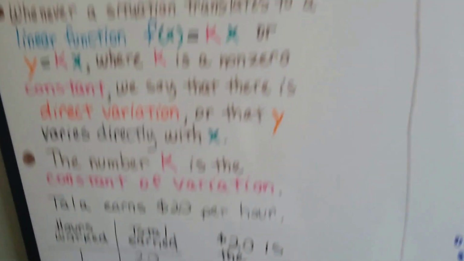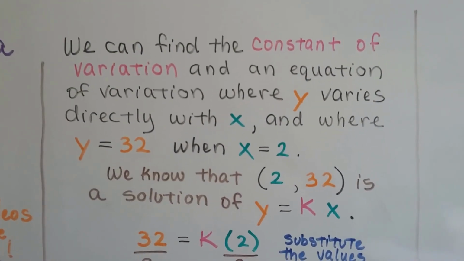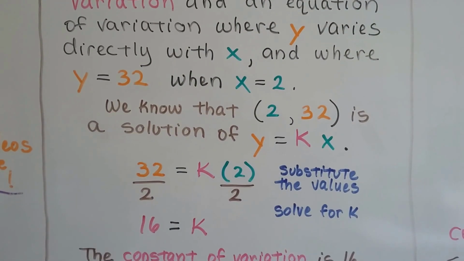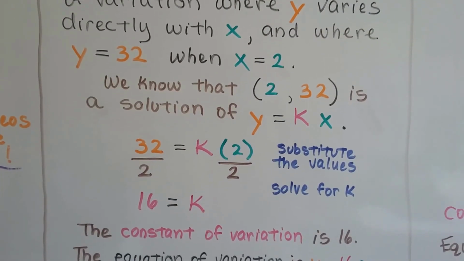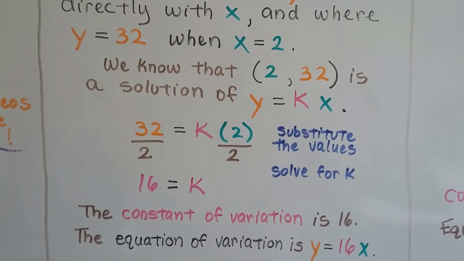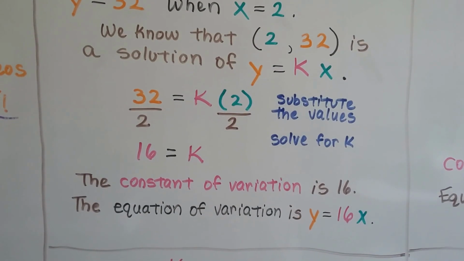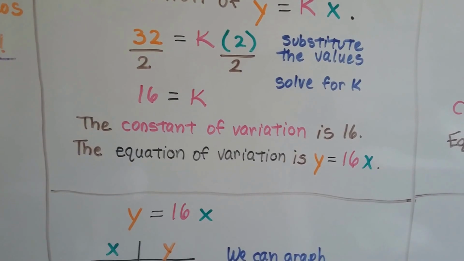Okay? We can find the constant of variation and an equation of variation where y varies directly with x and where y equals 32 when x equals 2. We know that the ordered pair 2 and 32 is a solution for y equals k times x. We can substitute the values and solve for k. So we'd have 32 equals k times 2. And we can divide each side of the equation by that 2 to isolate the k, and we get 16 equals k. So the constant of variation is 16, and the equation of variation is y equals 16x.